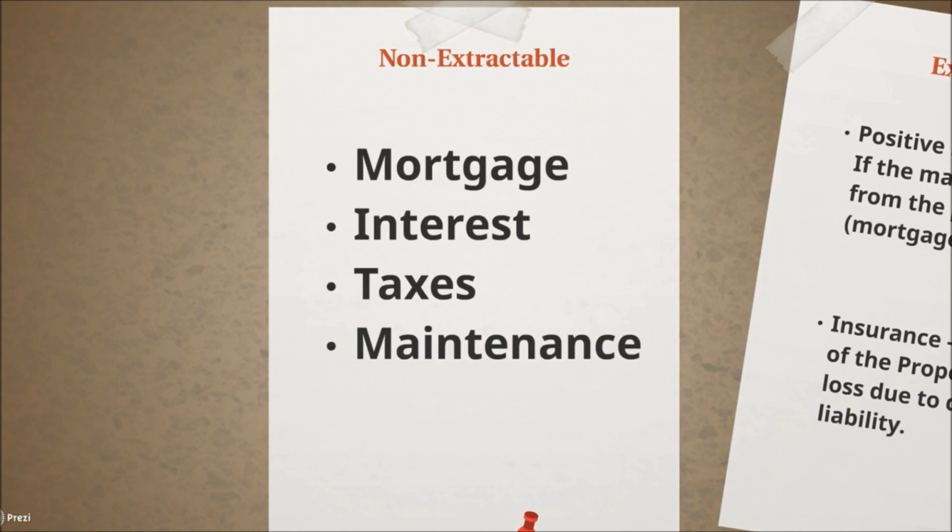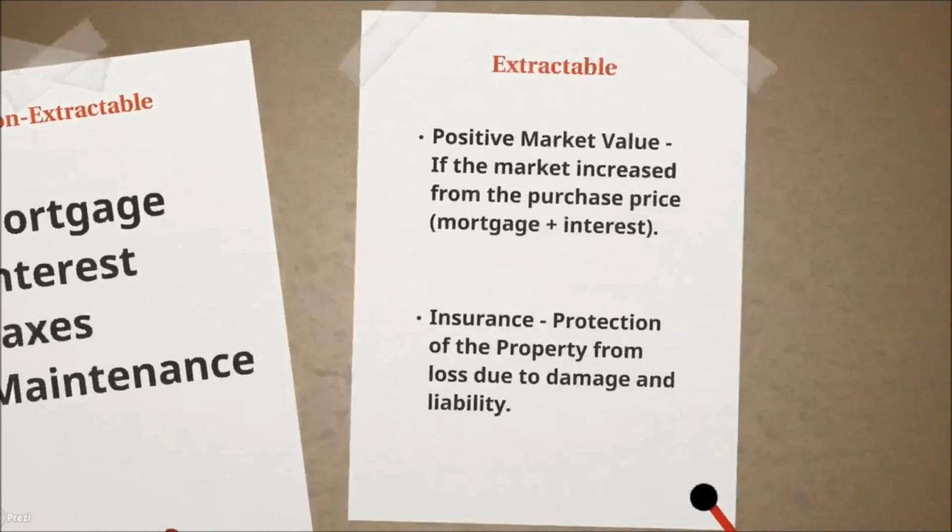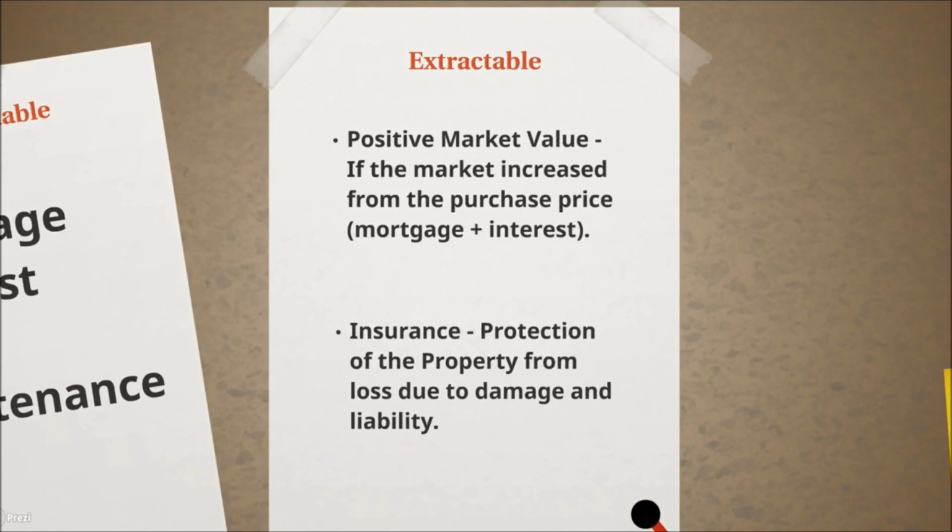However, we're concerned about the extractable values in a property, which consist of two main types of value, one of which being the positive market value, or the value that represents the difference between the market price if the market increased from your purchase price, which includes the mortgage and the interest. And so that first positive market value is a form of extractable value in your house. Next, and the one that we want to focus on the most, is the insurance value.